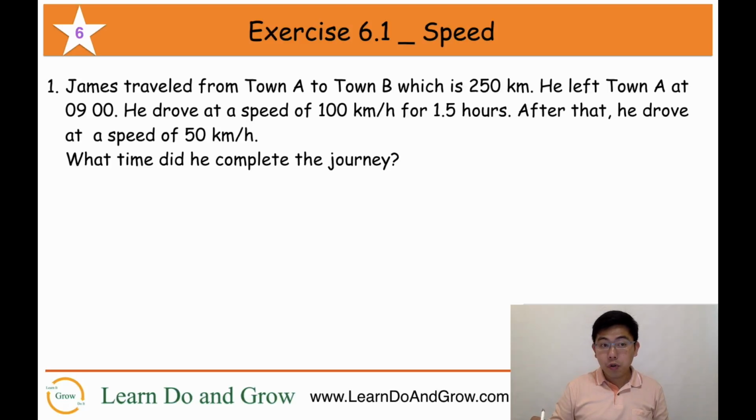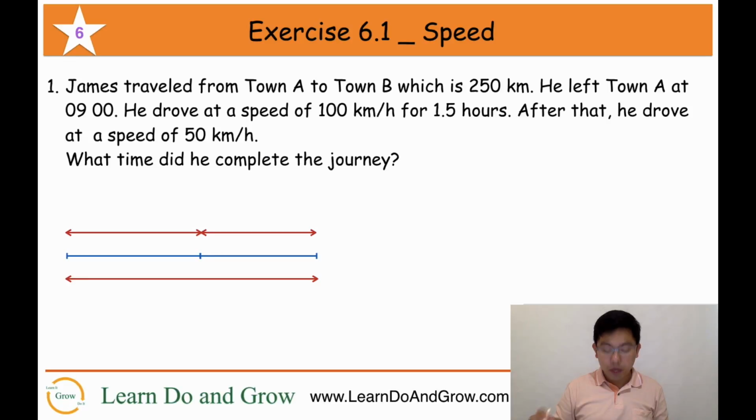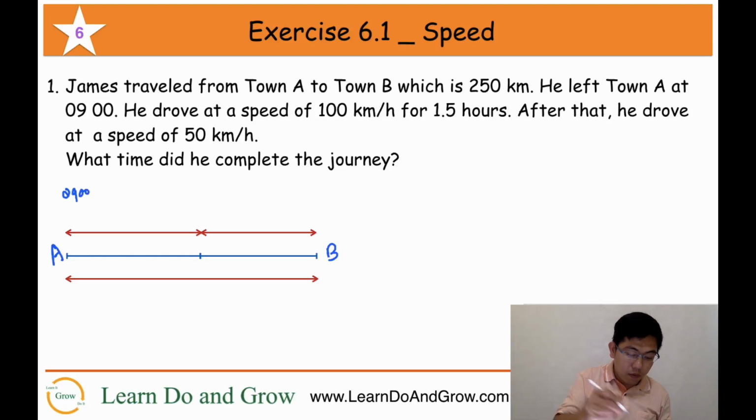So I'm going to show you the journey that I draw over here. Let's read the question again. James traveled from town A to town B. So over here, town A to town B. He left town A at 9 a.m. So over here, 0900, 9 a.m. And the question is asking, what time here?